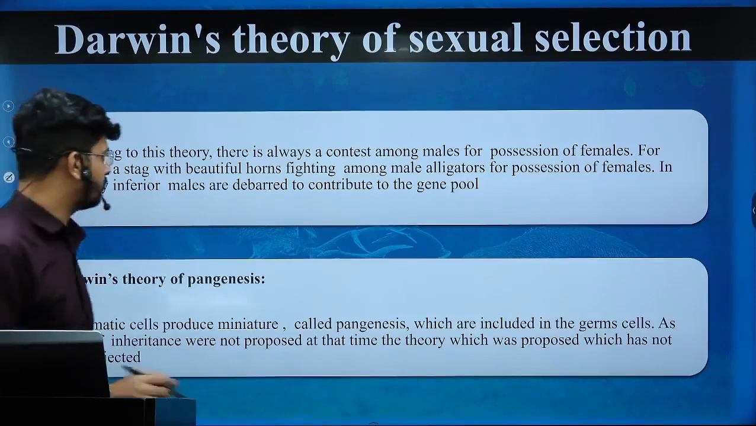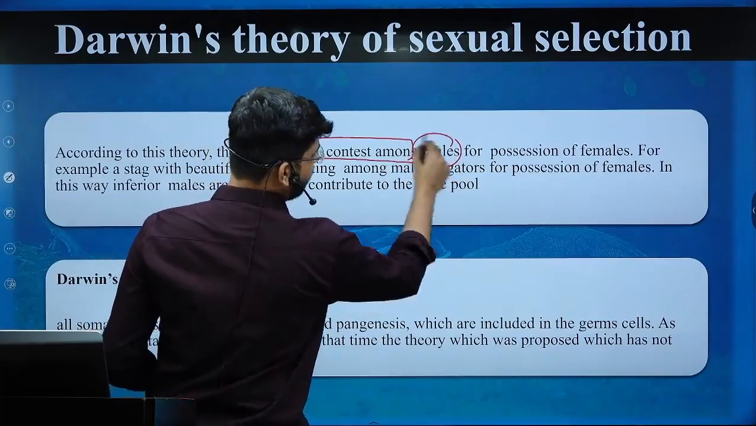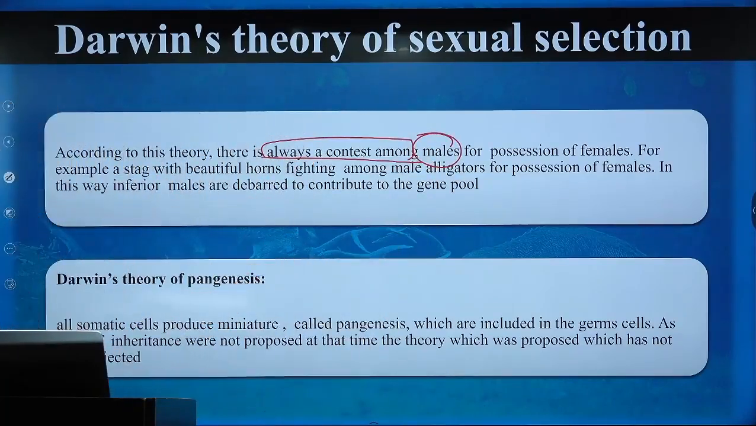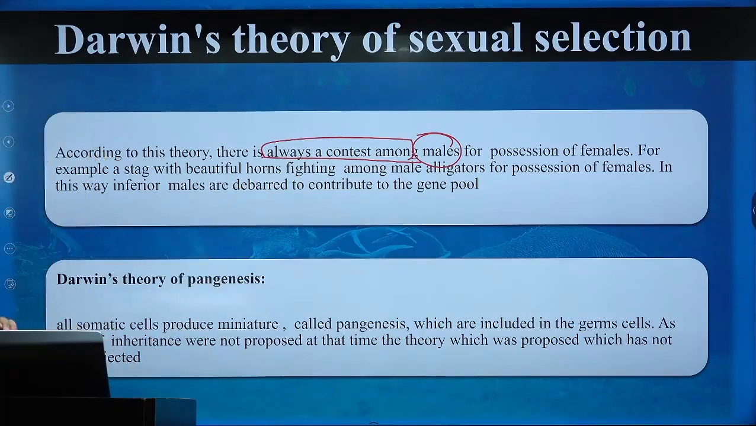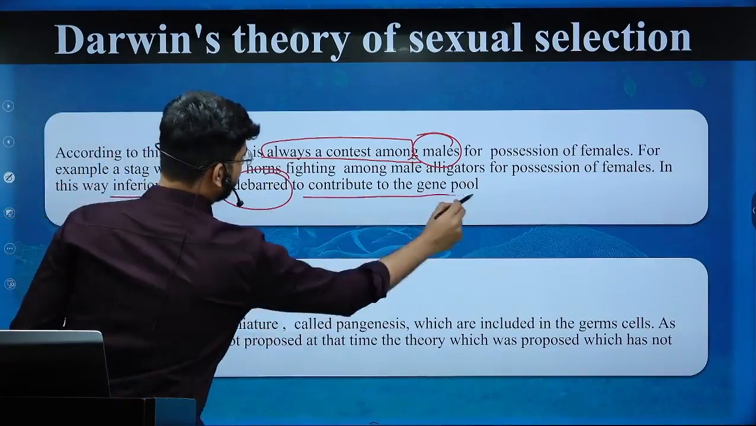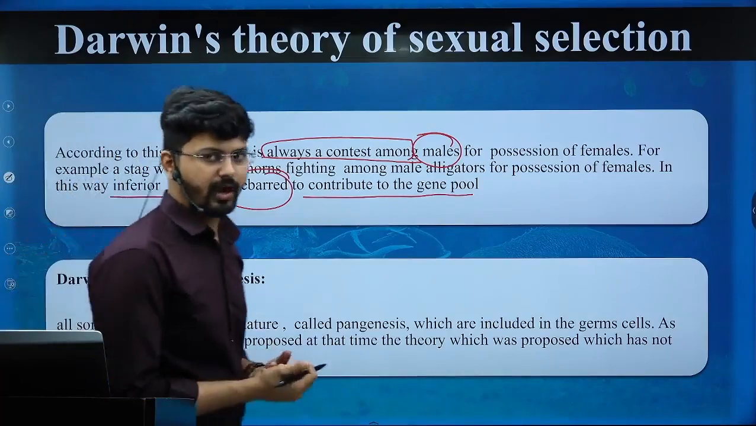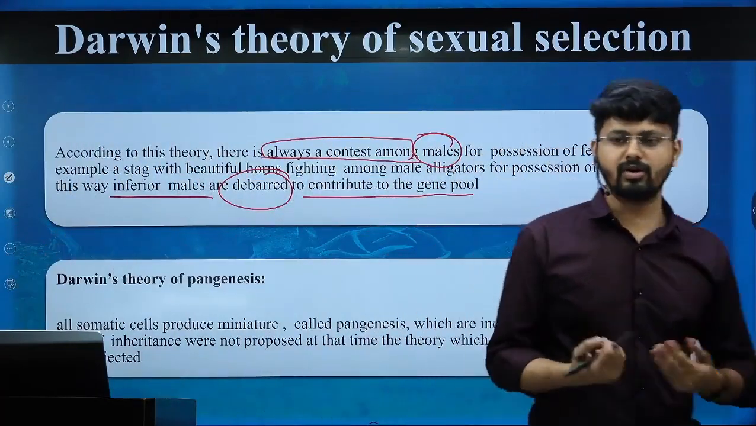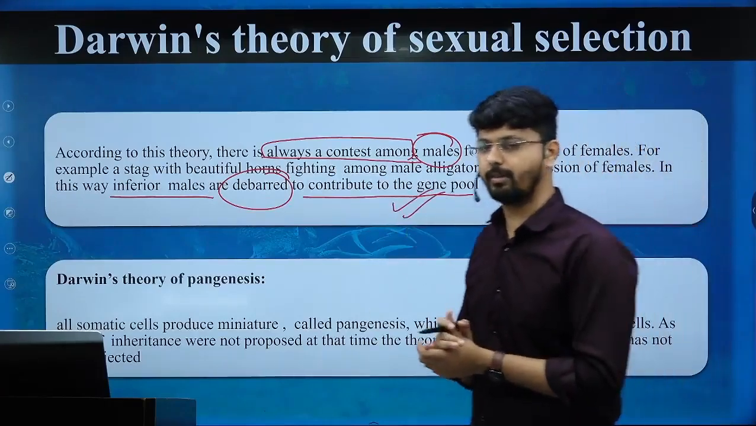According to this theory, there is always a contest among the males for possession of females. For example, a stag with beautiful horns fighting among males for possession of females. In this way, inferior males are debarred from contributing to the gene pool. This is called the theory of sexual selection. Now what is happening? Whoever is strong, that male will be chosen by the female, and whoever is inferior is eliminated. In a way, it is leading to sexual selection.